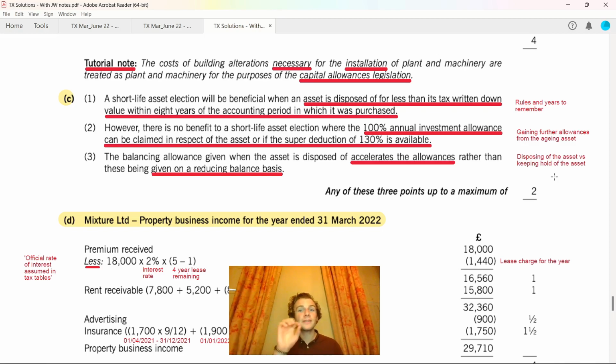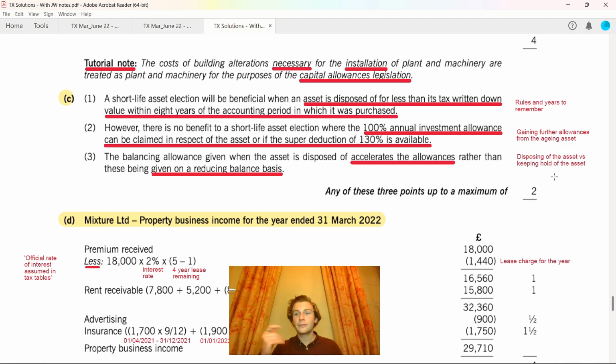Everything underlined would be the notes I'd be taking down, so just focusing on that: the asset is disposed of for less than its written down value within 8 years of the accounting period in which it was purchased. So a short life election will be beneficial within those parameters on there. If it's less than the written down value, we're getting more benefit from having a short life asset election on there because it's worth less.